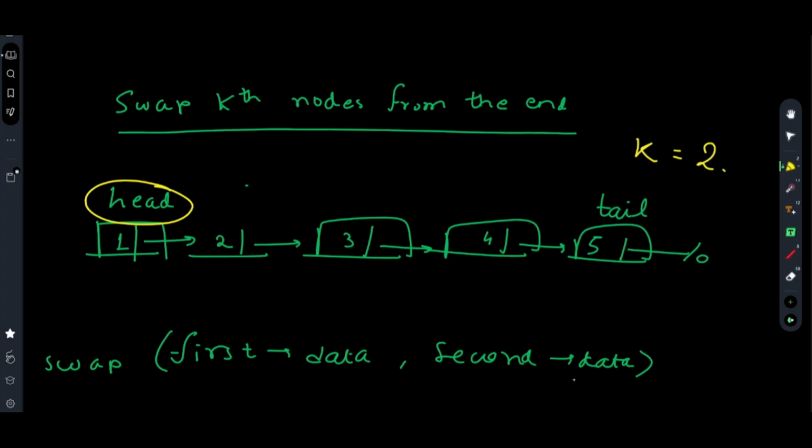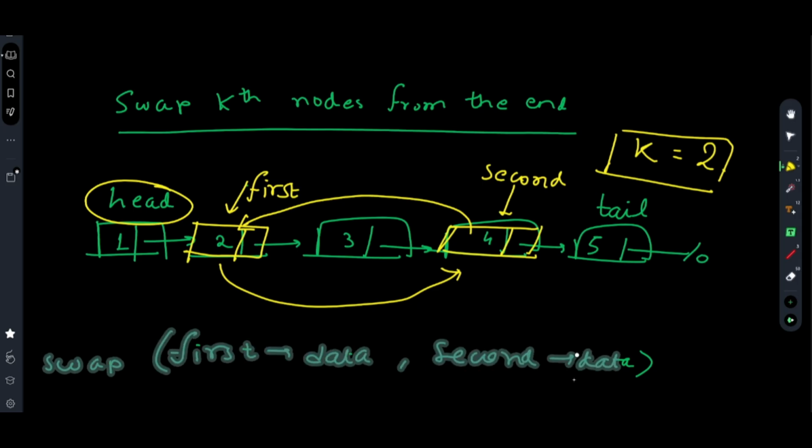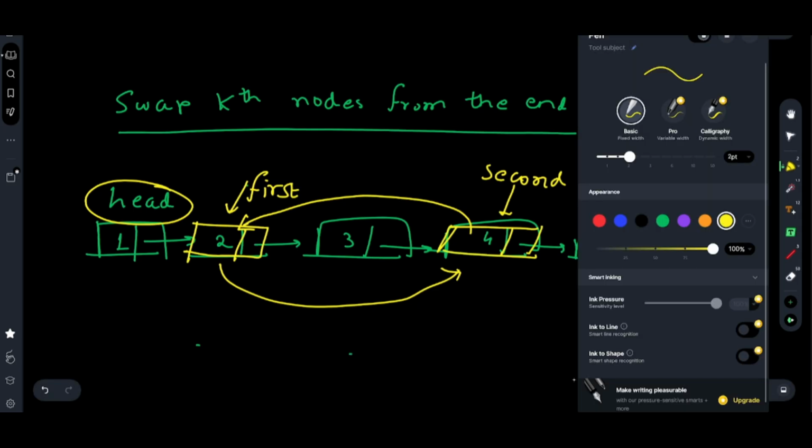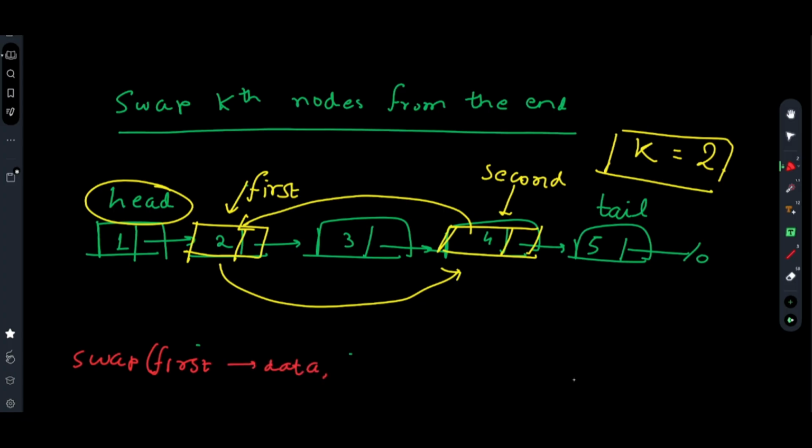So you have to find the second node from the beginning. This is the second node from the beginning, so we will name it first. And we have to find the second last node from the end. This happens to be the second last node from the end, so we will call it second. So what we have to do is simply swap these values: swap first arrow data and second arrow data, in C++, first dot data and second dot data in Java.